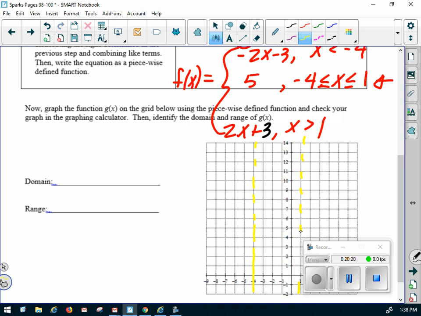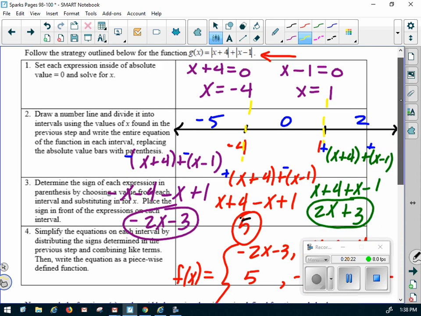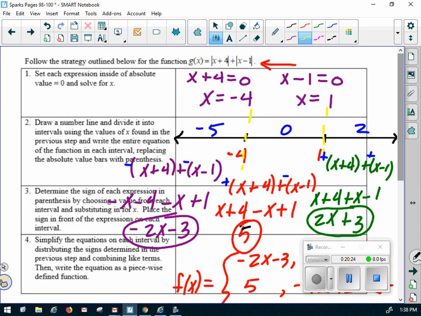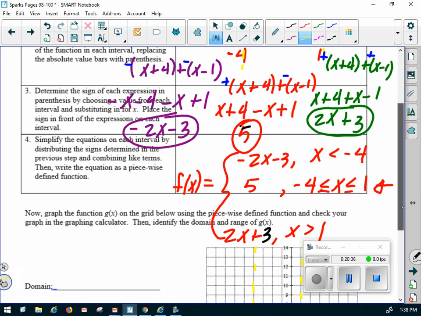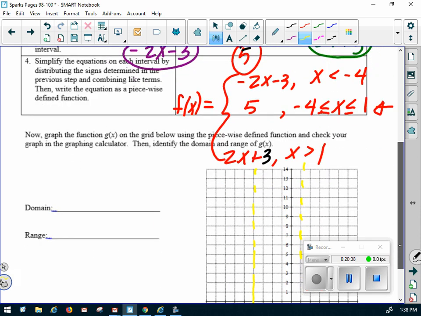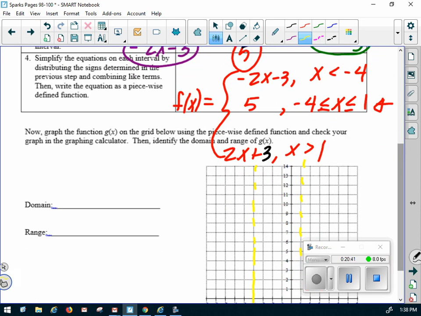And here's what I guarantee you. You'd have had trouble graphing that function as is. If you had tried to graph that function without changing it to piecewise and not knowing how to do that on a calculator, you'd just have been stuck, wouldn't you? You just wouldn't know what to do. When x is less than -4, -2x minus 3.